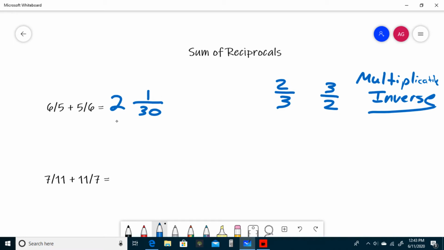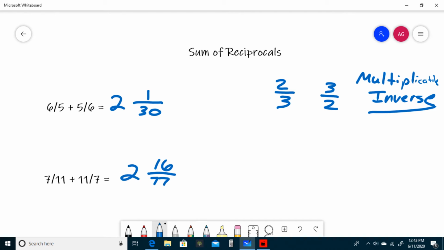For our next example, we have 7/11 plus 11/7. It's a bit of a tongue twister. Anyway, multiply the denominators. 11 times 7 is 77, so that's our denominator. Then 11 minus 7 is 4. Square that and you get 16. And then at the end, always add 2.